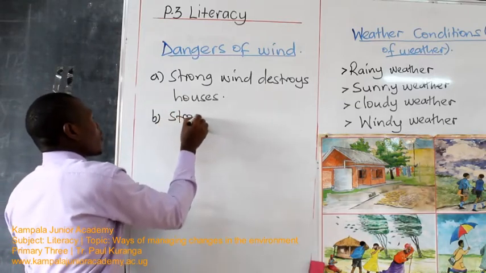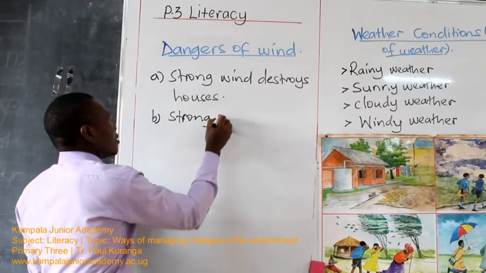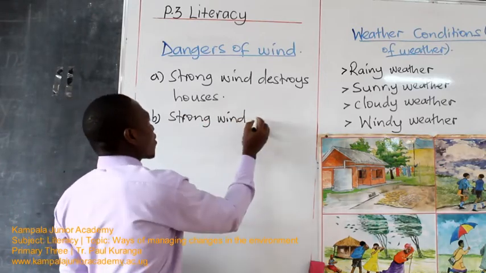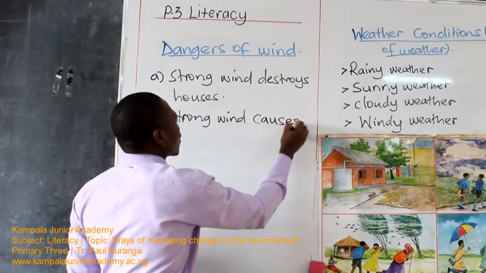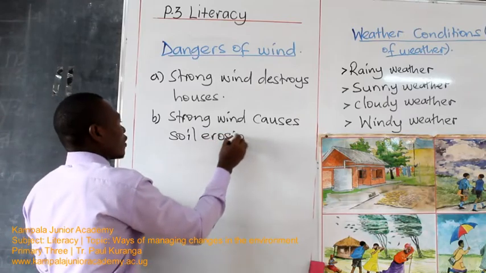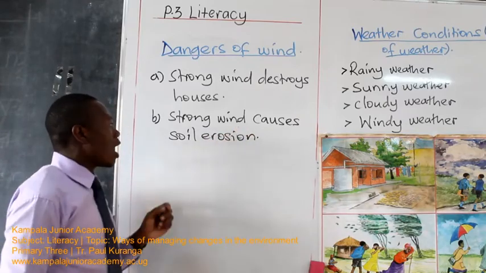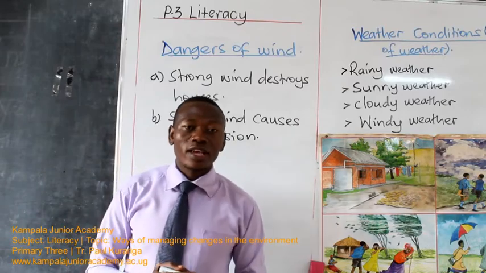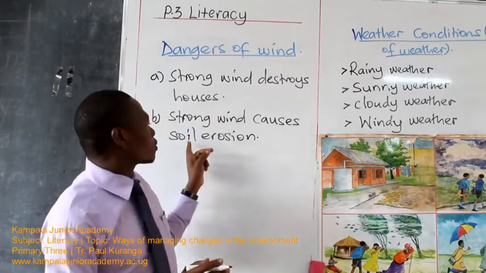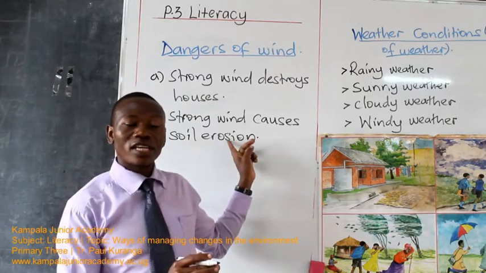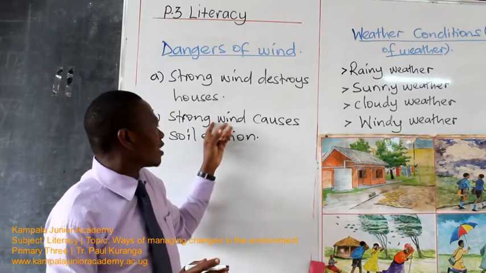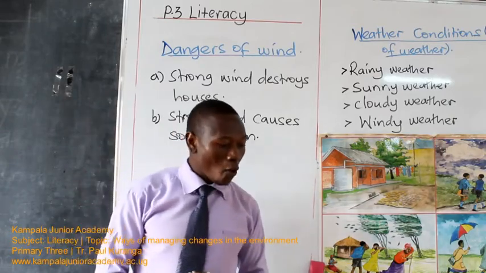We say also strong wind causes soil erosion. So we shall talk about wind as an agent of soil erosion. When the wind becomes too strong, it causes soil erosion. And we say this is the removal of topsoil by its agents. And one of these agents is of course the strong wind.